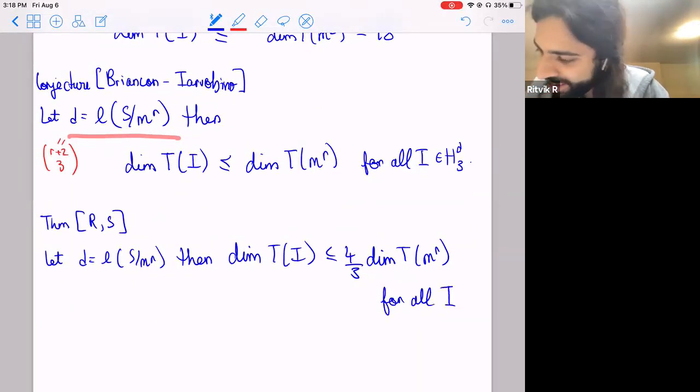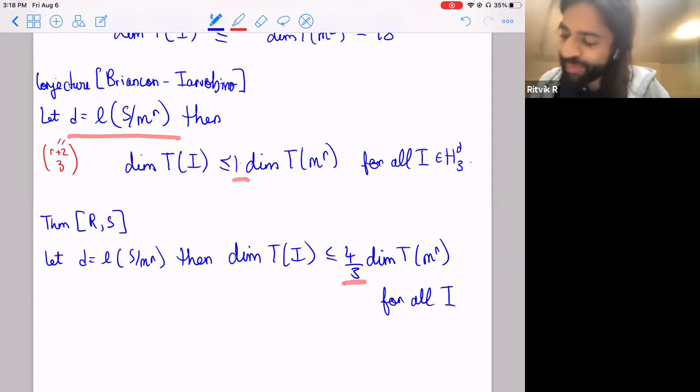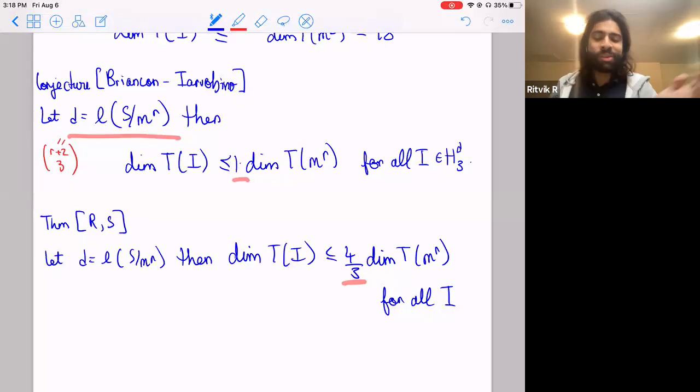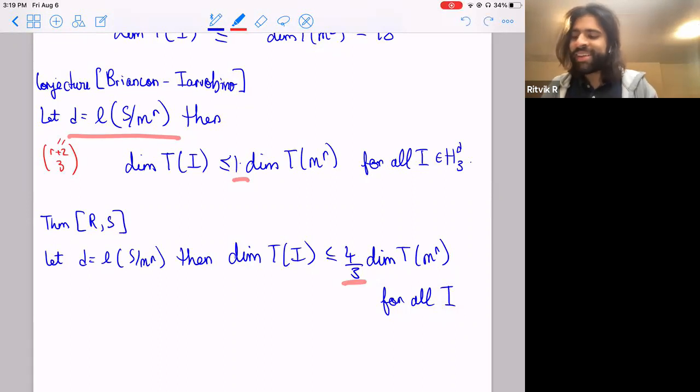Of course, this is not the conjecture, because the conjecture has a nice 1, but if we pop in a four-thirds, you can get to it. This actually uses some combinatorics, so that's known now. And if you were to replace I with some constraints on I, you can of course improve the bound. But if you ask for all I, the best you can put there is four-thirds.